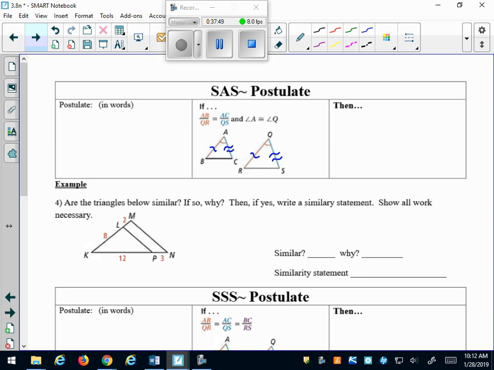Okay, but there's really 3 vertices though, right? So there's a vertex everywhere. This was called the included angle. Remember the included angle? But you could call it the angle in between the 2 sides. That's fine. Okay, so if this is the situation, 2 pairs of sides are proportional. We can write a true proportion about them. And the angle that's included between them are congruent, then the triangles are similar. So triangle ABC is similar to triangle QRS.